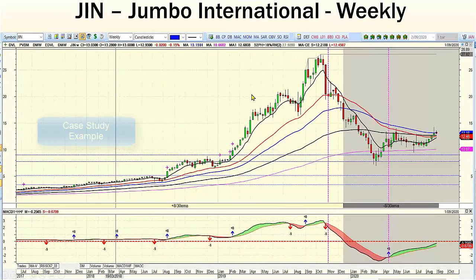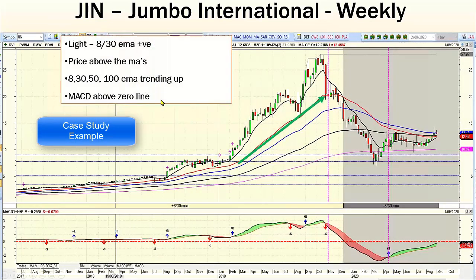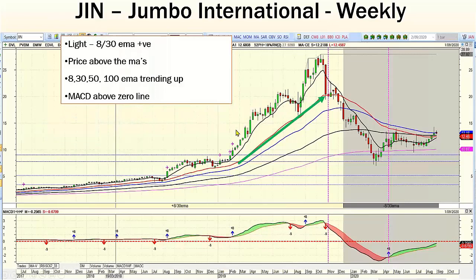Now, this is a bit of an example of Jumbo International, GIN, and I owned it part of the way. I didn't own all of it. But as you can see, this is the buy period here. It's in light colour, 8/30 EMA. Price is trending up. Had a little bit of a pullback here. This is once again a weekly chart, and the MACD. But round here, and I was out of it.